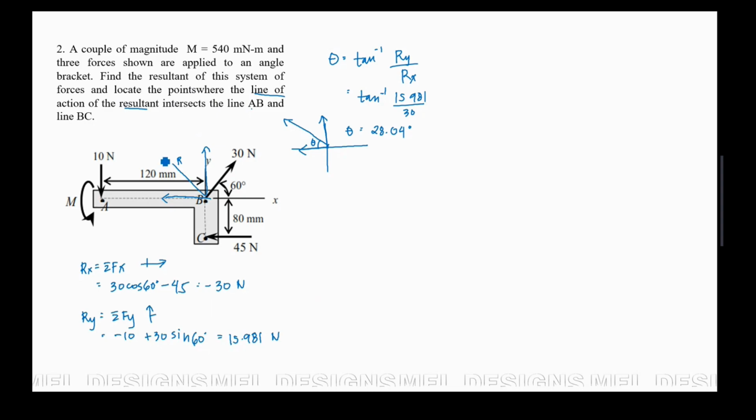So the line of action of our resultant should be intersecting AB and BC. This is our line AB, this is our line BC. Therefore, we can draw a resultant force that is parallel here. As long as it crosses line AB and line BC. So this will now be the line of action for our resultant. Yan. So this is what our problem is asking us to find. Let's solve this.